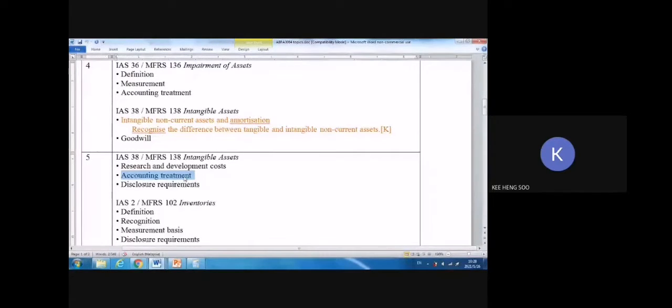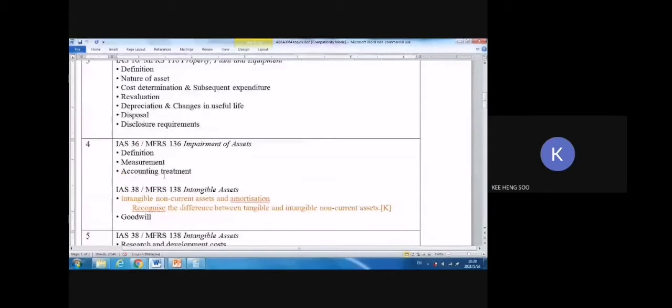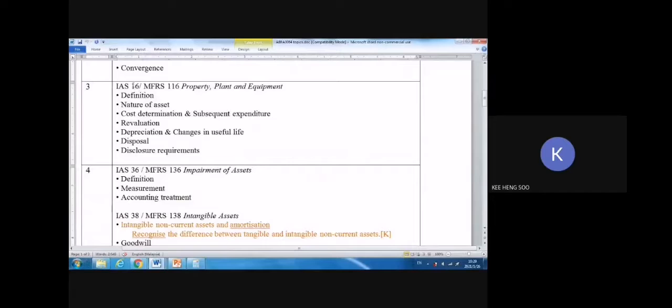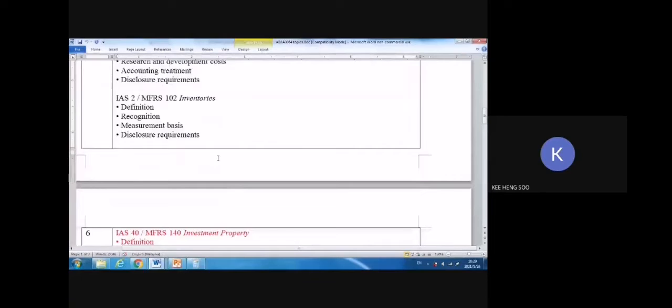Recognition means you want to record in SPL, you want to record in SFP. That is called recognition. Where you want to record, in SPL or SFP, in this year or for next year. That is called recognition. And measurement means how much. Okay, you refer to chapter number 3 here, IAS number 16. I cover definition. I cover disclosure. In the middle here, this will be recognition and measurement. These 4 items you cannot run away from.